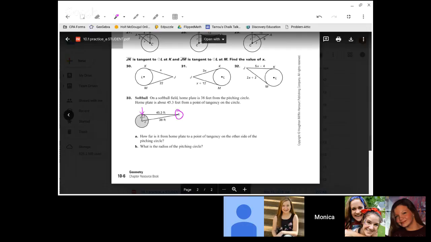How far is it from home plate to a point of tangency on the other side of the pitching circle? So we're going to go from home plate, which is here, to a point of tangency on the other side of the pitching circle, which would be here. Okay. So we have to say that this is a right angle, right? Because tangent lines meet at a 90-degree angle. So what it wants to know is the measure of this line. So what do you think that would be?